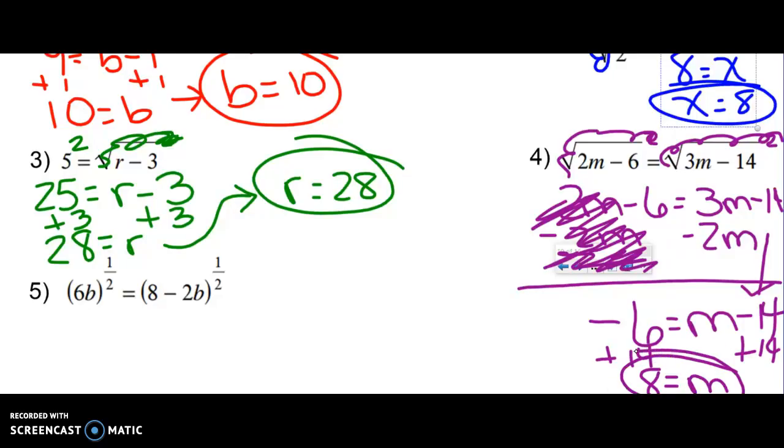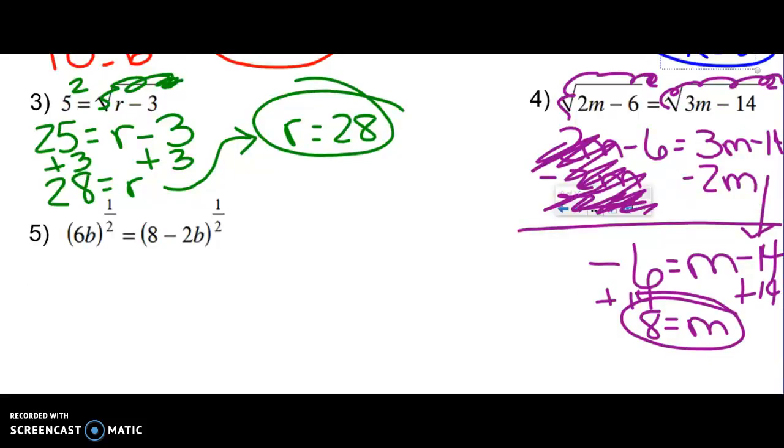All right, let's scroll down. Let me see if I can get to the next one. I'm not sure if I can. Oh, here's number 5. Number 5 is just over here, stuck up here under number 3.